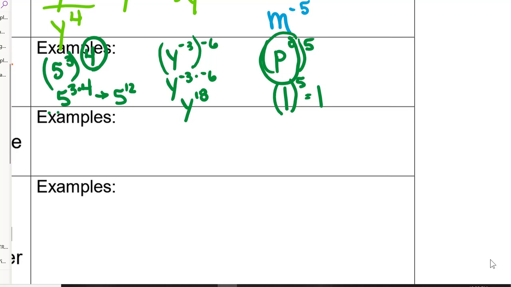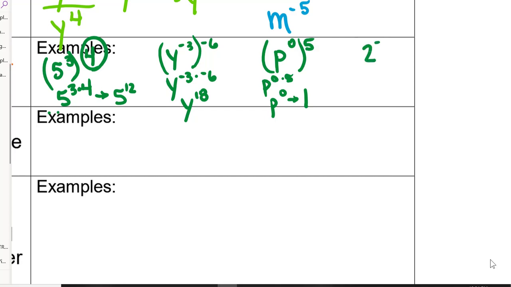If you went ahead and multiplied those exponents, you'd still get the same thing. P to the 0 power to the 5th power, we'd get P to the 0 power there, which guess what that value is? 1.